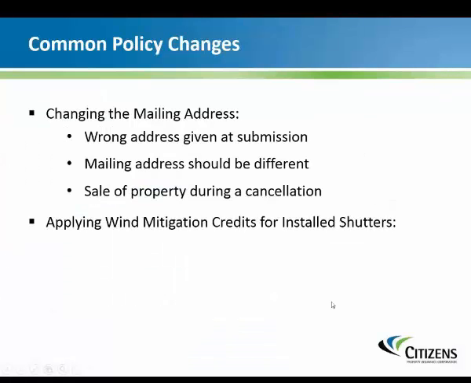Another common policy change would be to apply wind mitigation credits for installed shutters. Agents will need to provide a completed OIR B1-1802 or MITBIT 2 and 3 form in order to apply any wind loss mitigation credit. The 1802 must be submitted with photos in order to substantiate most credits, including opening protection. Agents should verify that the form has been completed and signed by an appropriately licensed professional.